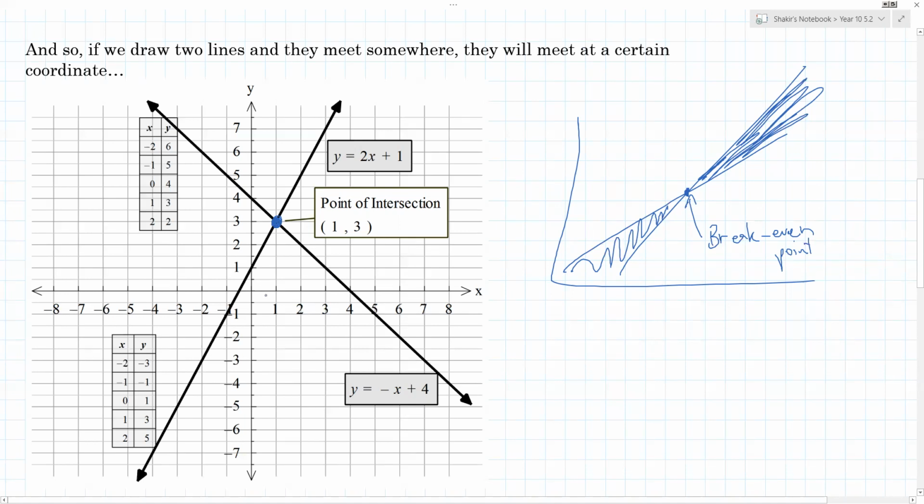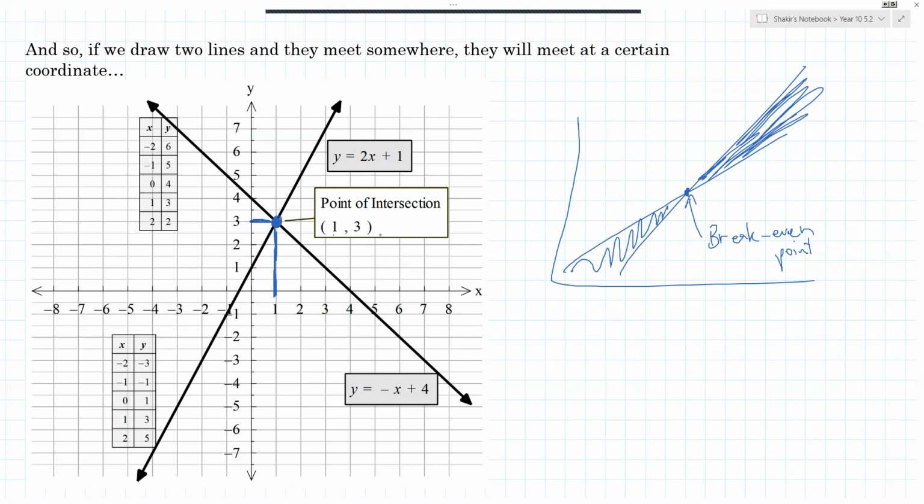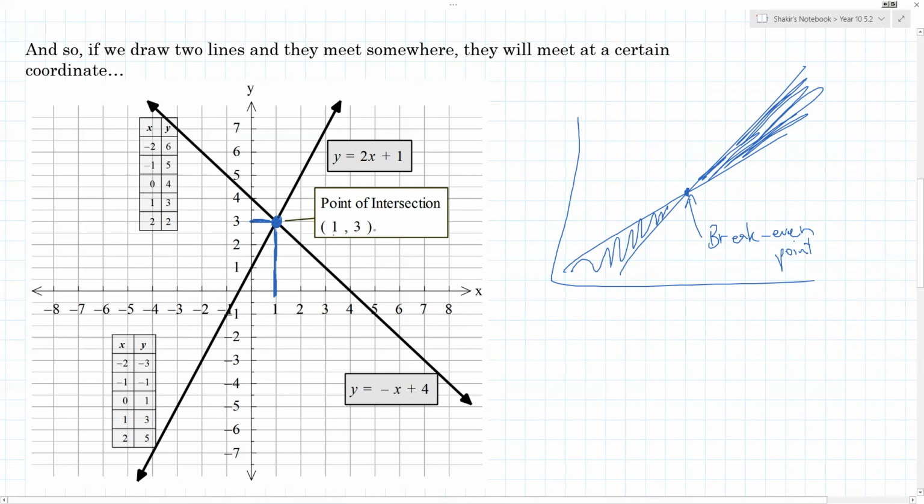It's (x, y). x is left, right, so it's clearly 1 here. And how far up, down is it? 3. So (1, 3) is their meeting point. And we have solved these two equations simultaneously. That's what it's known as, solving simultaneously: finding their place of intersection where they meet.